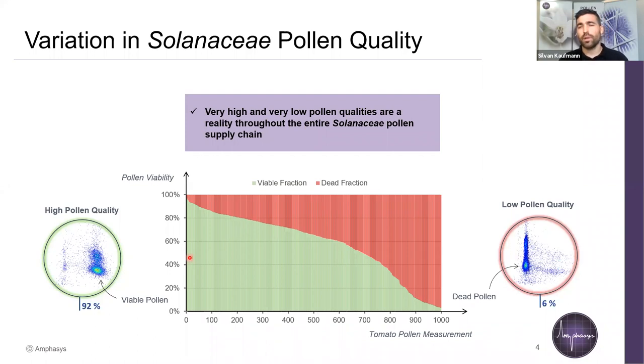When we collected fresh pollen in the field, we had samples with a viability of 95%, and we had samples with a viability of down to 30%. And at the last stage of the supply chain, when we measured pollen on the stigma, so we retrieved stigmas, we extracted the pollen, we measured it, we again found viabilities as high as 80% down to almost 0%. So there is a whole lot of variation throughout this entire supply chain, and that's why I believe testing is crucial.